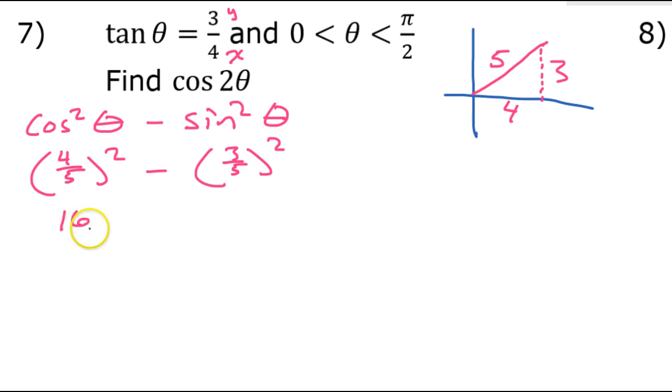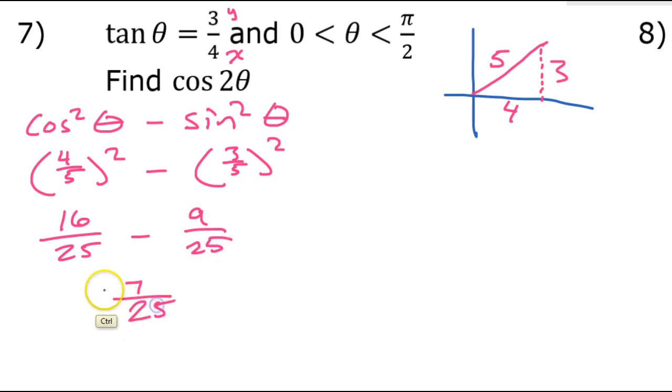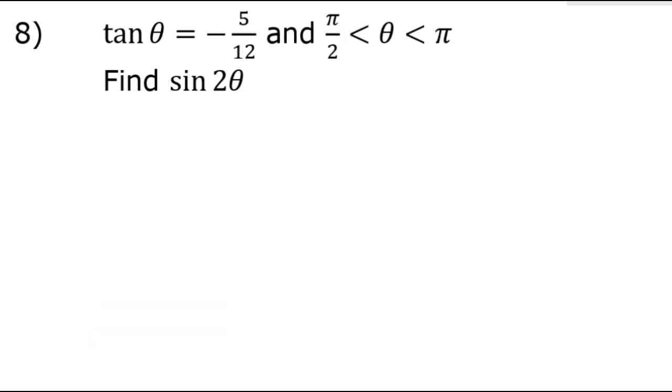So that's going to be 16 over 25 minus 9 over 25, which is 7 over 25. So that's it for number 7. Number 8, we are between pi over 2 and pi. That puts us in the second quadrant. So let's do our little sketch in the second quadrant, shall we?